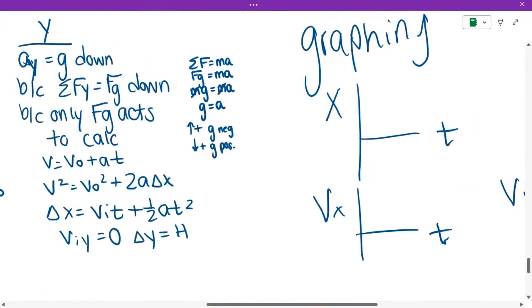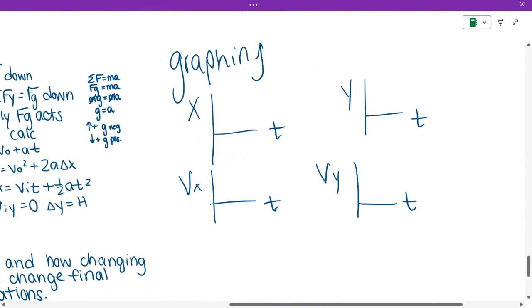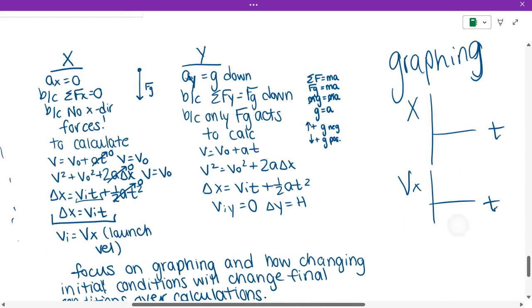And with graphing, we've already done the position and velocity graphs for the x and y direction. We did it with the free fall velocity graphs, or free fall video analysis. So you should be able to predict what the position versus time graph and velocity versus time graph looks like for the x direction and for the y direction. So we'll let you figure those out.